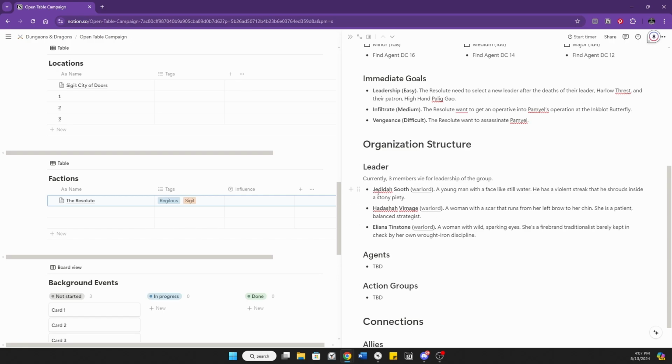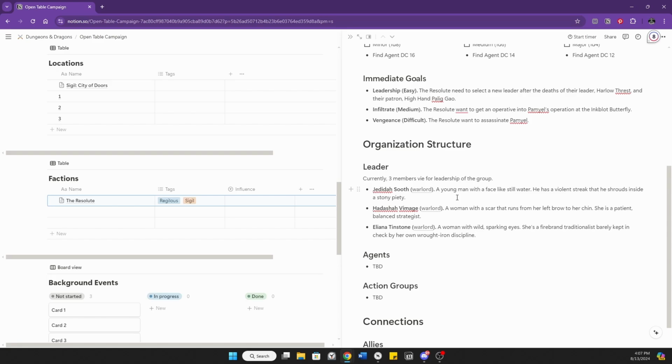So, I, again, just gave them a name. I gave them a stat block, since there's the possibility that they may fight with our characters at a certain point. And I gave them a funny hat and a little line of personality description. So, Jedediah Sooth is a young man with a face like still water, and he has a violent streak that he shrouds inside a stony piety.